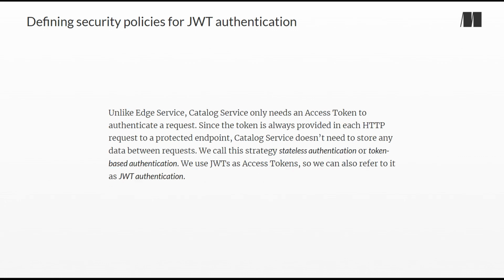Unlike Edge service, Catalog service only needs an access token to authenticate a request. Since the token is always provided in each HTTP request to a protected endpoint, Catalog service doesn't need to store any data between requests. We call this strategy stateless authentication or token-based authentication. We use JWTs as access tokens, so we can also refer to it as JWT authentication.